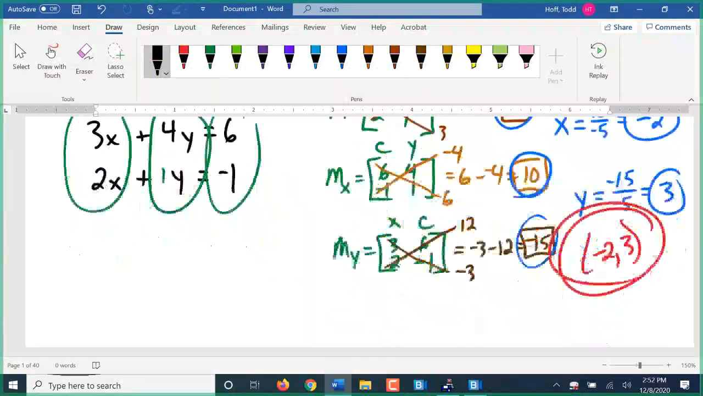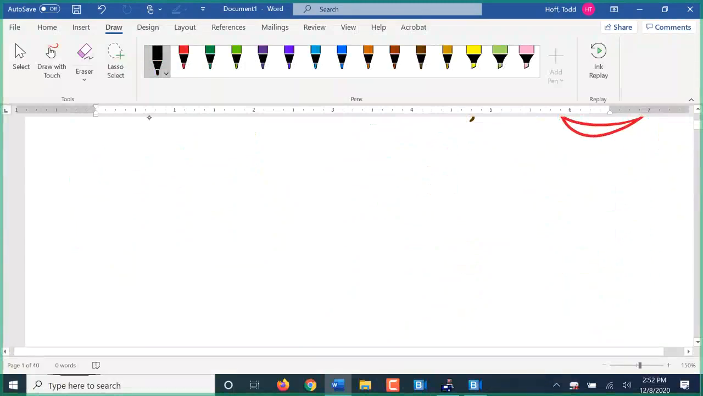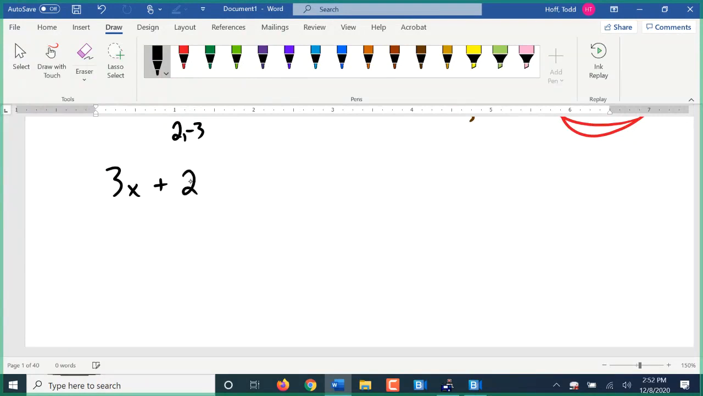I'm going to have you try one. So 3x plus 2y equals 0. And 5x minus 3y equals 19. So use Cramer's rule to find the solution to that. We'll go over it in just a couple minutes.